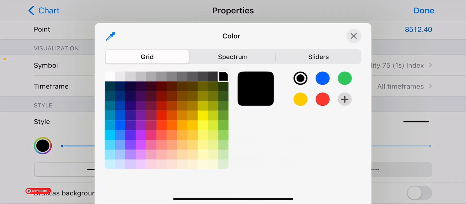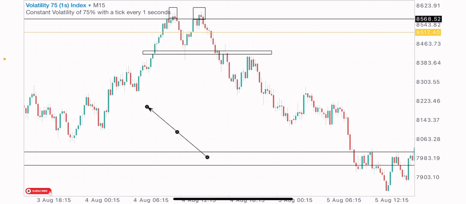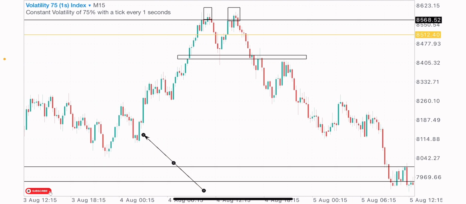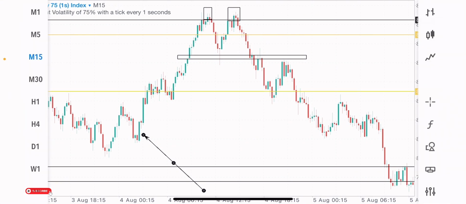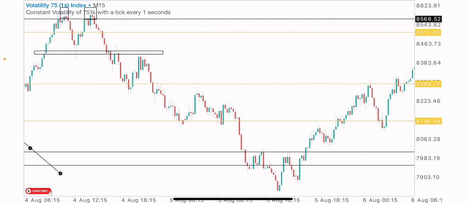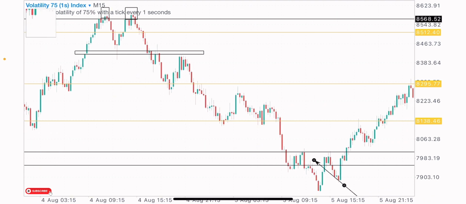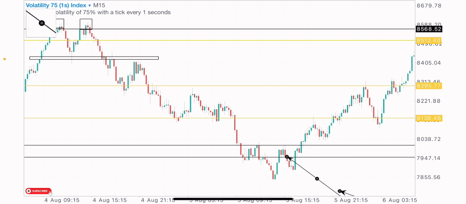Let's change the color of this to yellow, basically. So stop loss here, our entry here, and TP1 should be somewhere here, TP1 there, TP2 probably at this point, and TP3 on this last low, this level of support. And the market still bought on this level with a good confirmation.